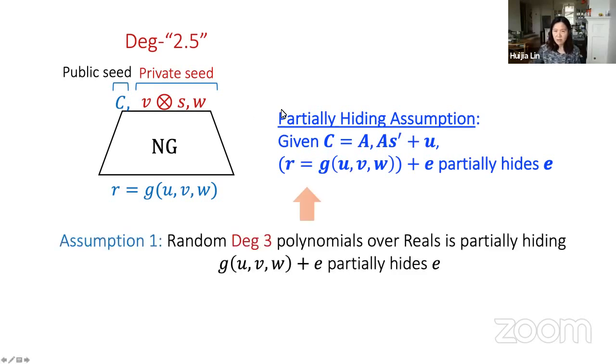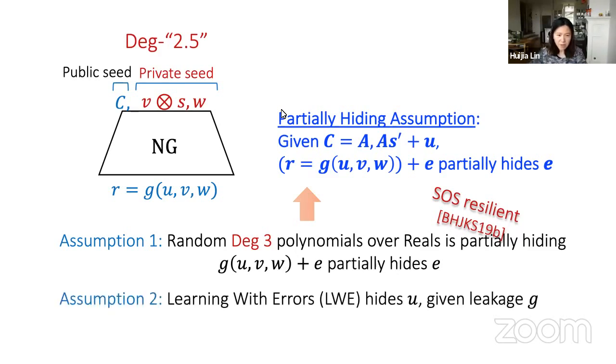And this assumption can be further decomposed into 2 assumptions, which just helps us understand what this assumption is asking for. The first necessary part is that we want the random degree 3 polynomial to have this partial hiding property without those additional LWE samples that encode the first vector U. In other words, I just want the output of the degree 3 polynomial G plus E to partially hide E. And this we can actually show is resistant to SOS attacks because of the degree.